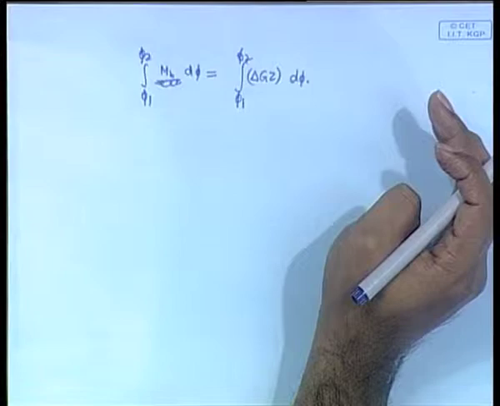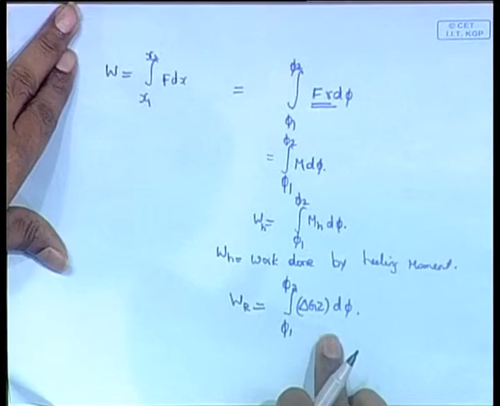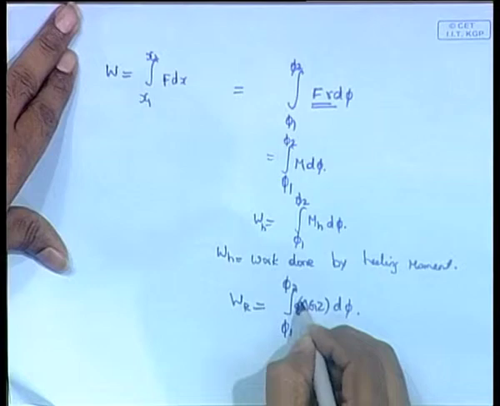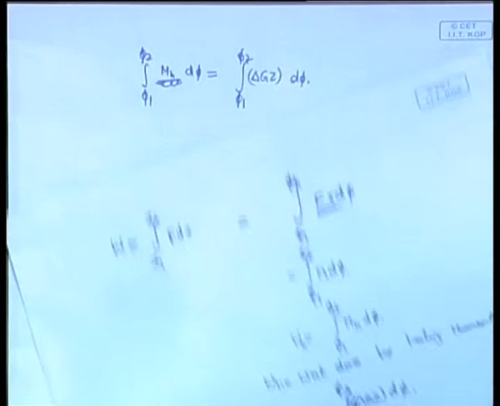Actually, one thing I missed here: delta is actually mass. Mass into distance won't give you the moment, mass into g has to be multiplied. So there should be a g here. Remember, delta is the mass of the ship, not the weight of the ship as such. Delta is usually given in tons, and a ton is 1000 kilograms, so it is mass. So delta into g, that g should be there.